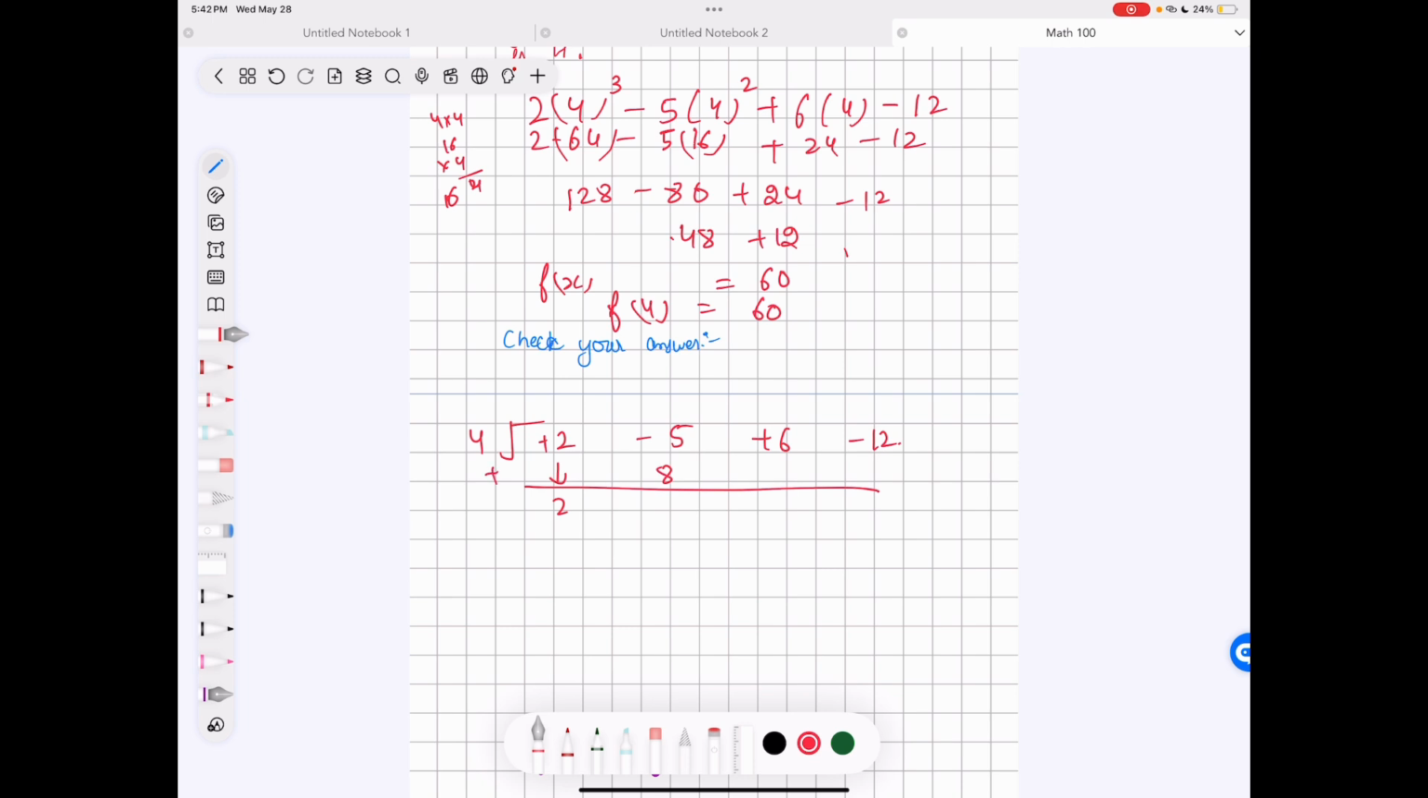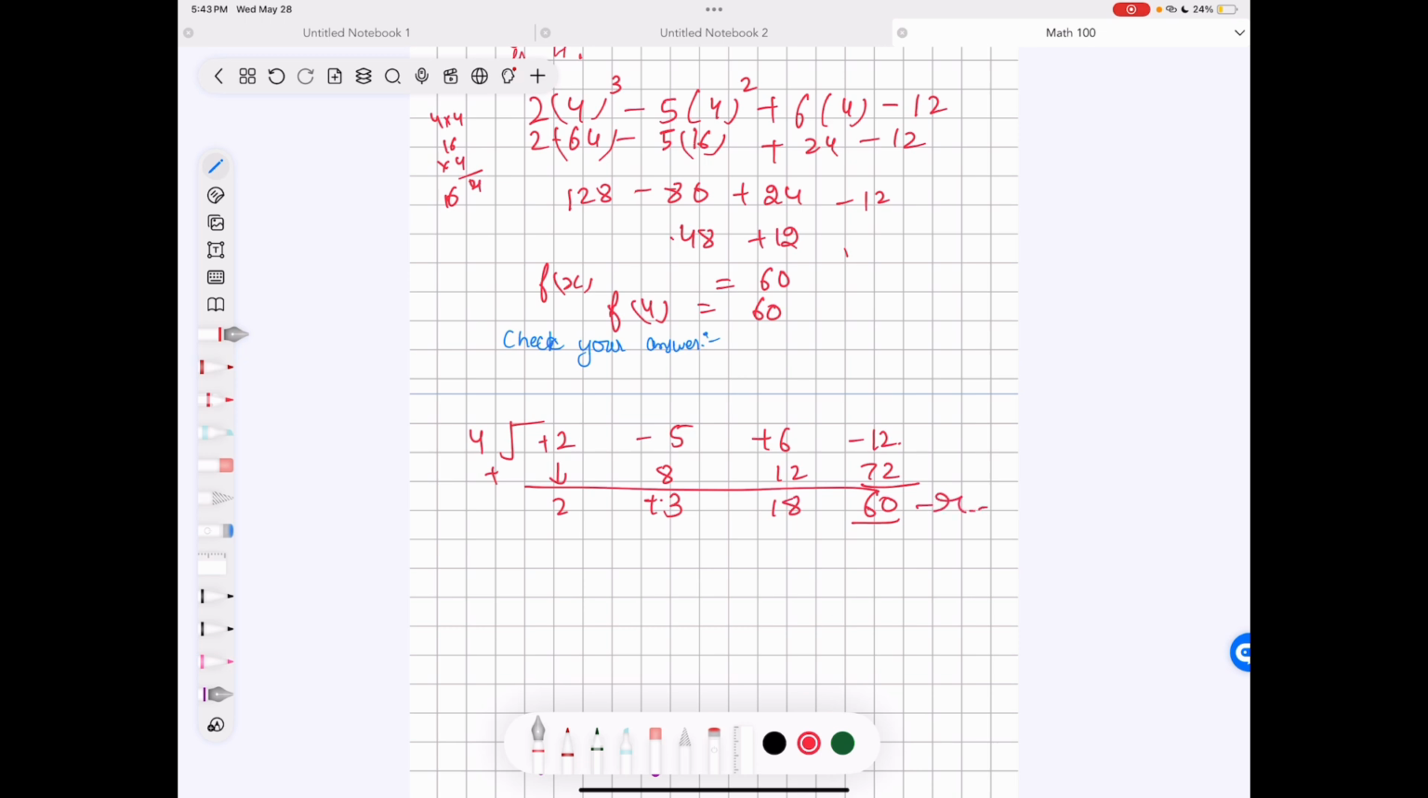8 minus 5. I'm going to add all of these. 8 minus 5 gives us plus 3, and then 3 into 4 gives us 12, and then we add these up, we get 6 plus 12 is 18, and then we multiply 18 into 4. 18 into 4, we would get 72, and then we minus 12 out of these, we get 60 as our remainder.